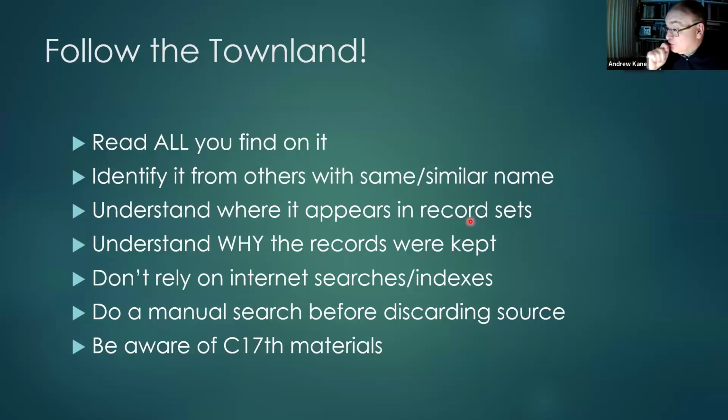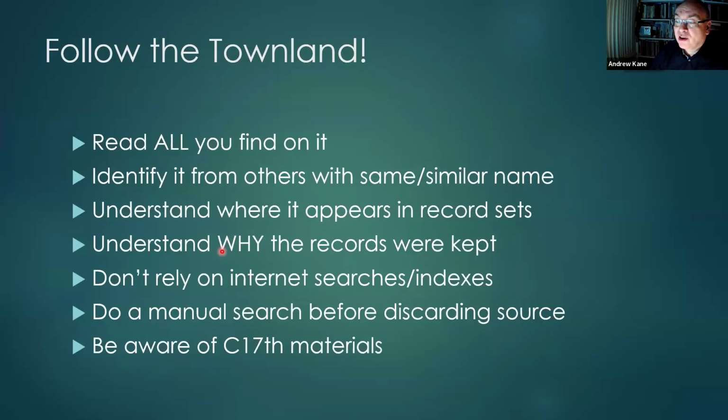So my mantra to you is follow the townland. Use the book to read all you can about the townland that you're interested in. Identify it from others with same or similar names, and you'll see from the index how many there are. And understand where it will appear in record sets. Will it be listed by barony? Will it be listed by county? Will it be listed by diocese, etc.?